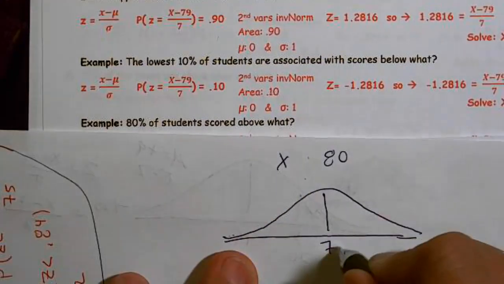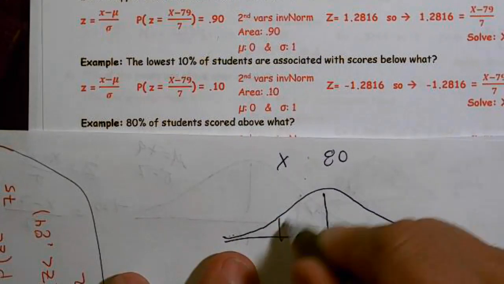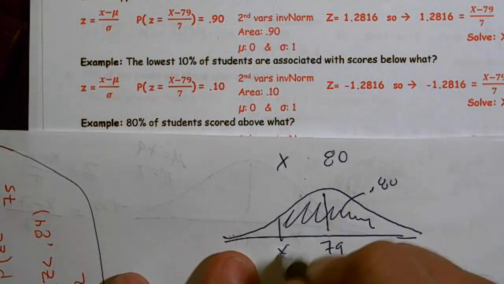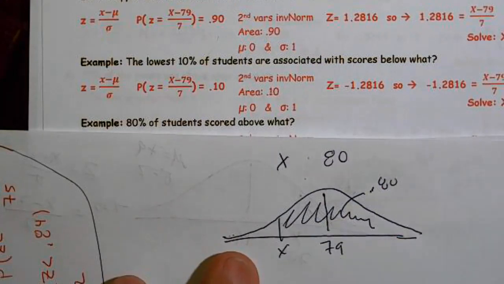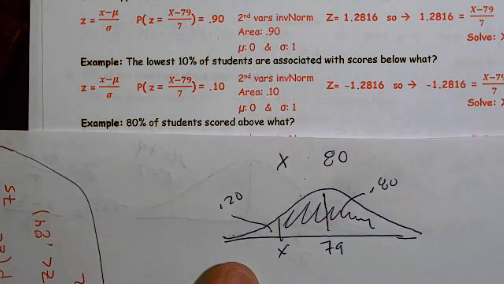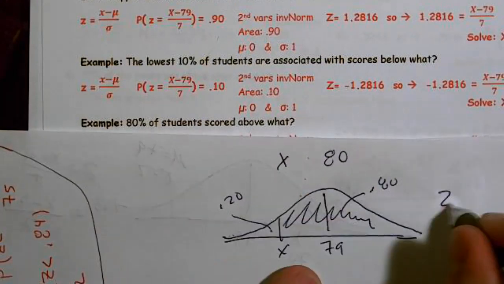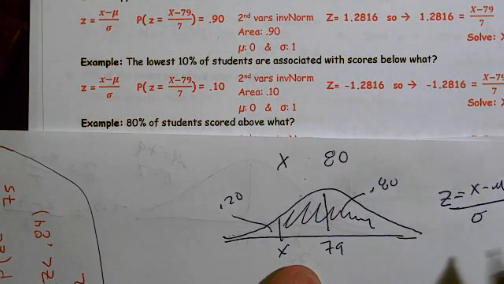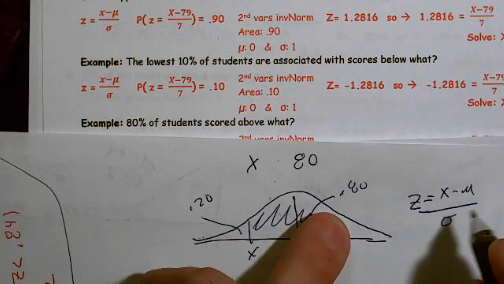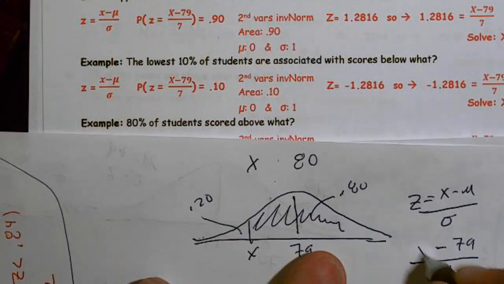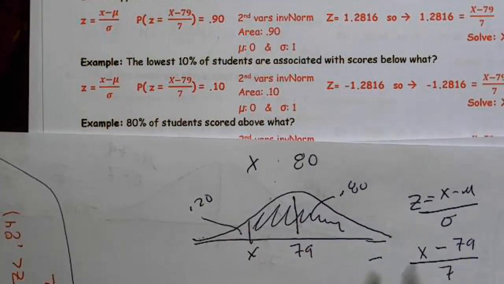Anyway, our mean is 79. And we're looking at 0.80, and we're looking for our x right there. Okay, so the calculator works from left to right. So this area is 0.20. z equals x minus mu over sigma. This lets me know what I have and what I don't have. So this is x minus 79 over 7. We know we're looking for x. So I need to calculate my z because I don't have that.